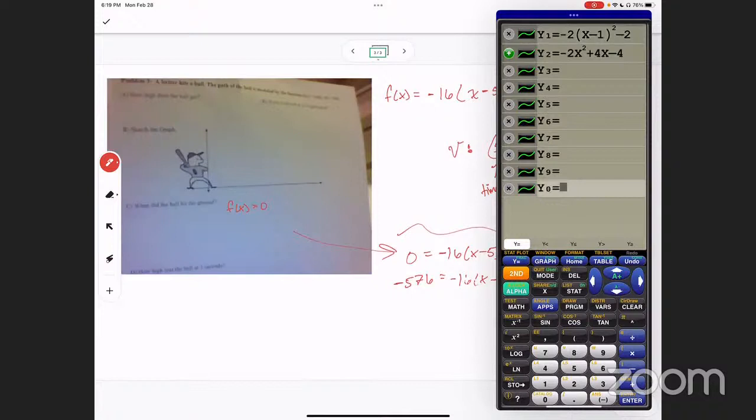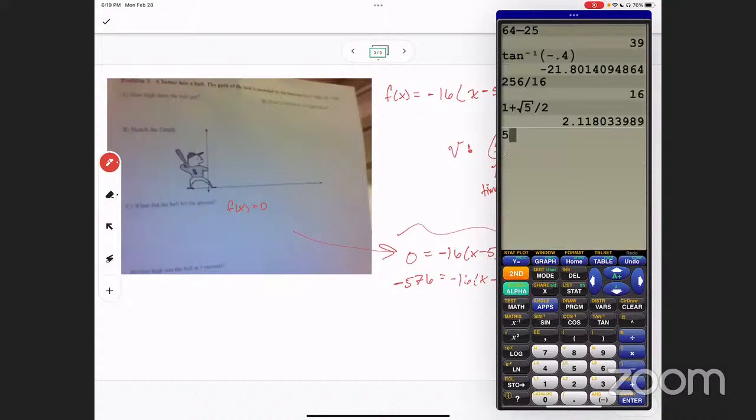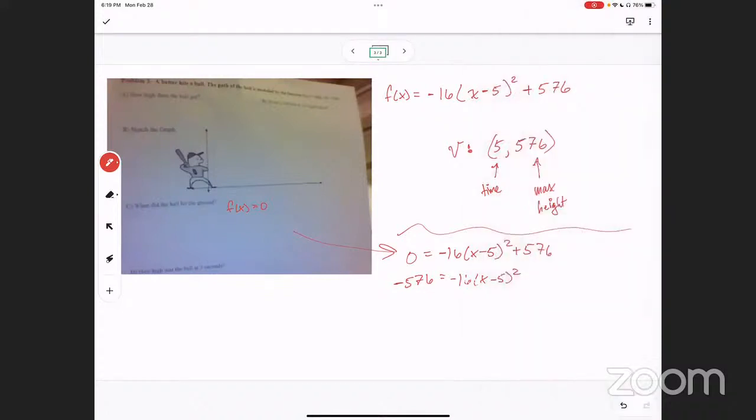Where is this coming from? 576 divided by 16. 36. Well, that's nice, because 36 is a perfect square, right? Yeah. So the square root of it is 6 plus or minus 6. So again, you have two answers because one of them is going to be to the right, one is going to be left. So either x equals 6 minus 5 or x equals negative 6 minus 5.